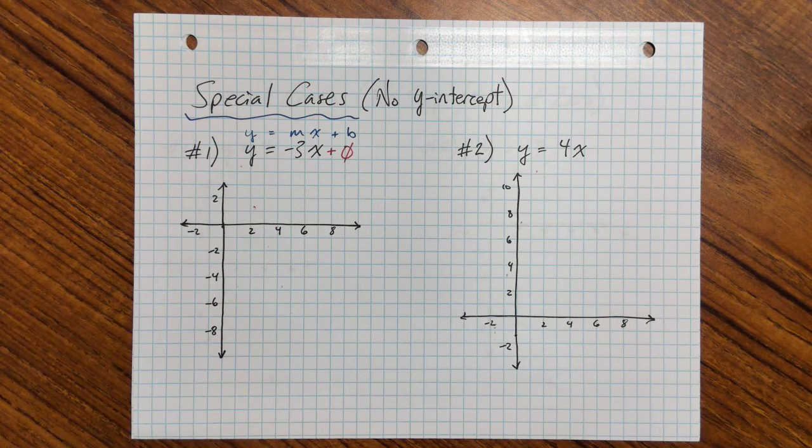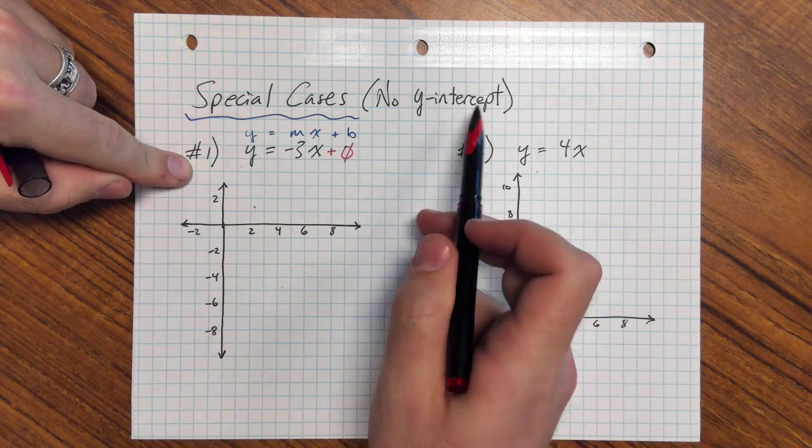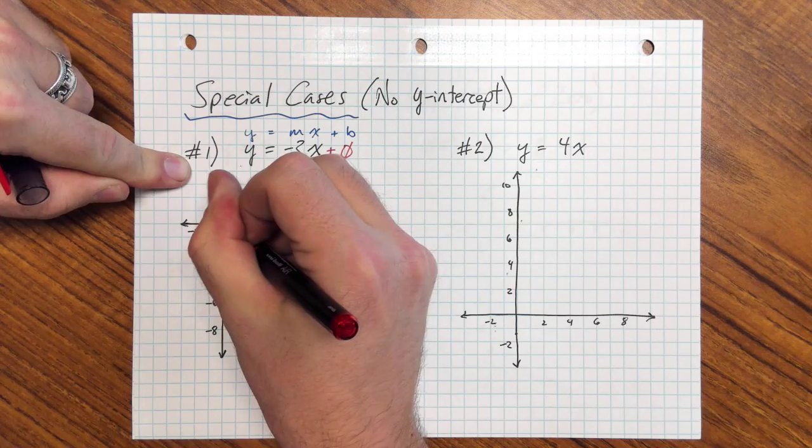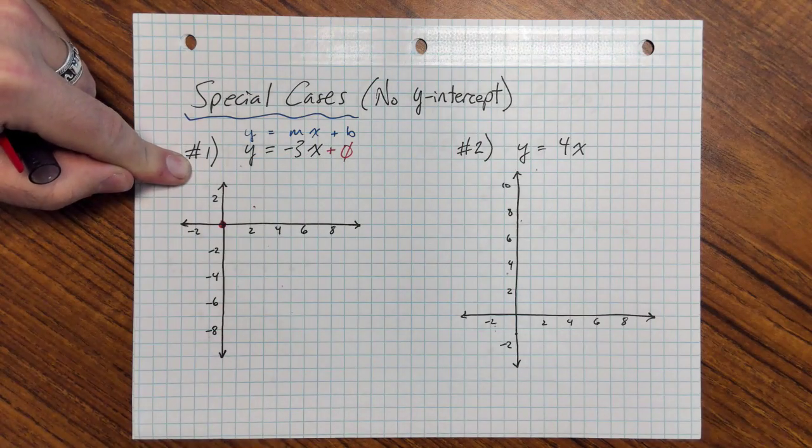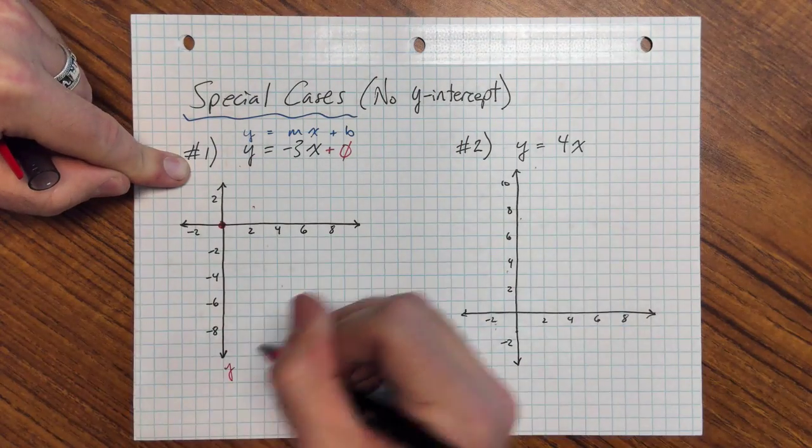So when we graph it, we start again with graphing our y-intercept. If our y-intercept is 0, we put that right on the origin, right at 0 on the y-axis.